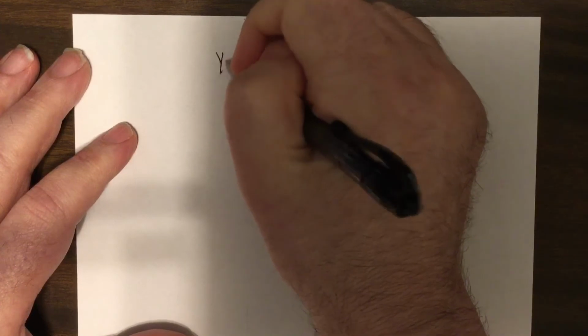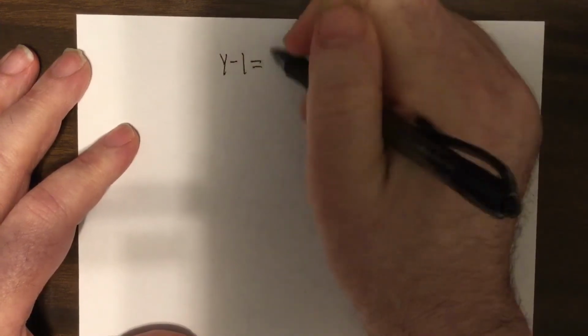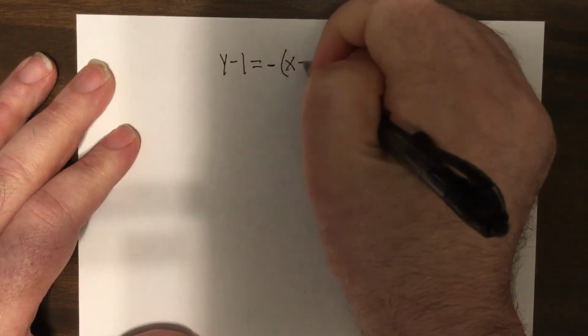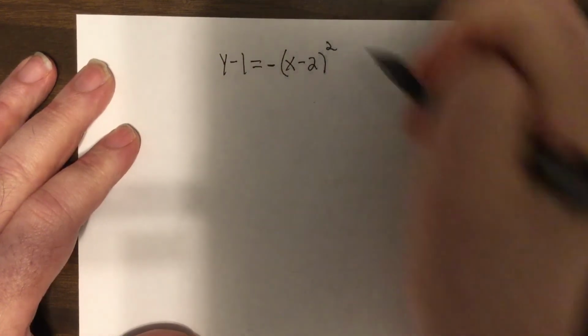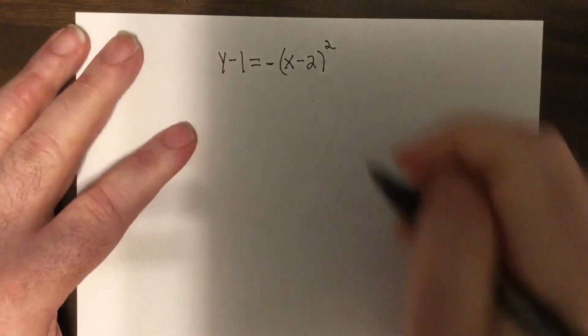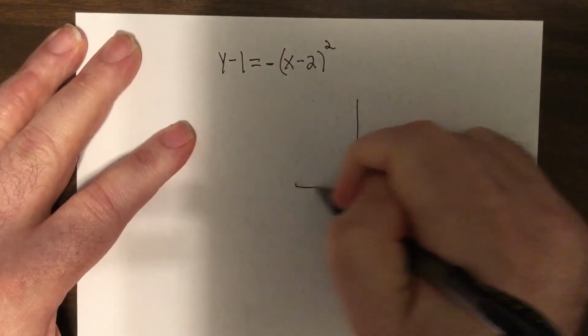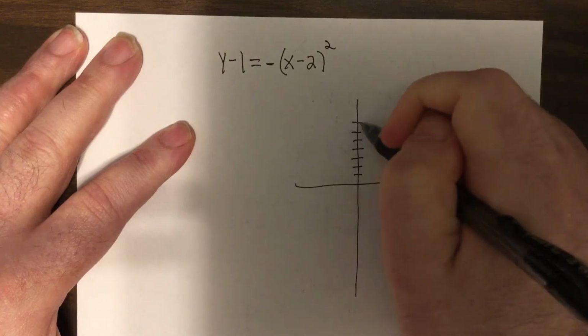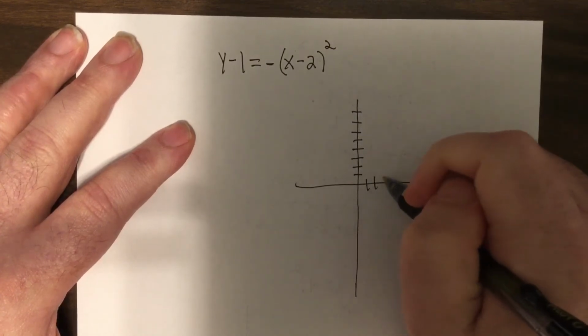So let's look at when it opens down. If I have y minus 1 equals negative x minus 2 squared. So again, let me draw my coordinate system. Probably should have already done that, but hey, it's early in the morning. I'm still asleep.